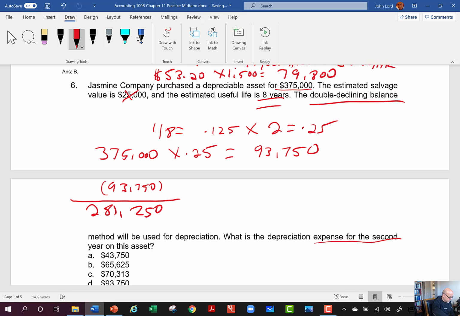So I end up here with 281,250. Okay, and I just want to verify that calculation for some reason. The auditor, the accountant side of me is saying verify that. 375,000 minus 93,750 gives me 281,250. Good. And then I multiply that times 0.25.